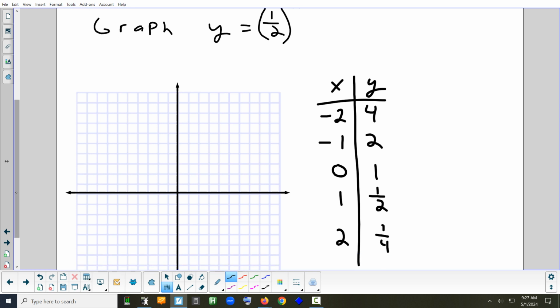All right, so we've got our table. What do we have to do now? Yeah, now we have to graph it. So -2, 4, -1, 2, 0, 1, 1, we're at 1/2, and 2, we're even a little lower than that. Now make your curve the best you can.